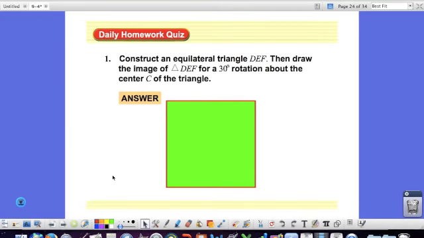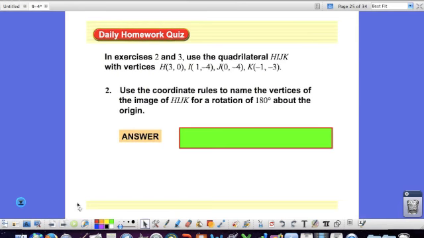Quiz. I'm going to do this problem second because it involves drawing. It's a lot of steps. So in exercise 2 and 3, use the quadrilateral HIJK with these vertices. Okay, use the coordinate rules to name the vertices of an image HIJK for a rotation about 180 degrees.